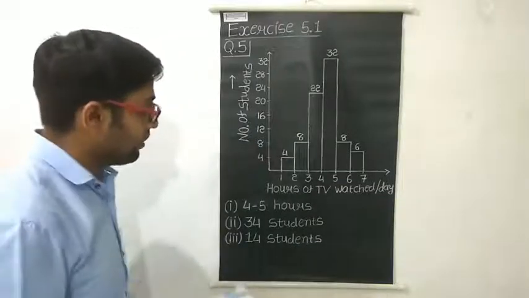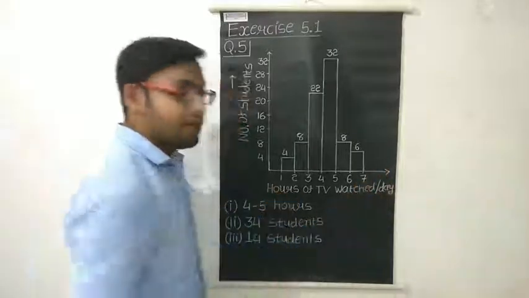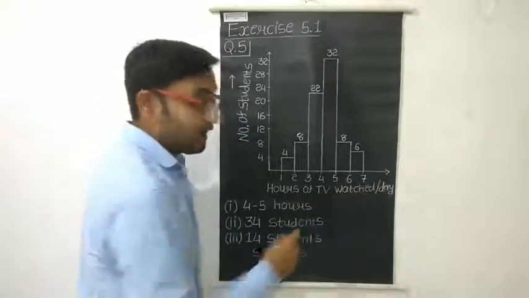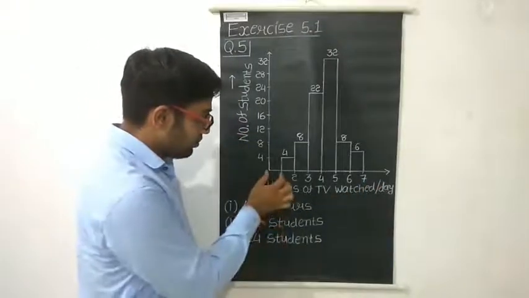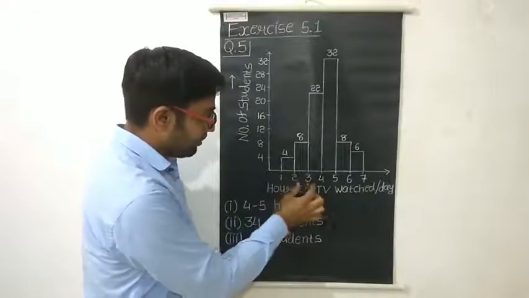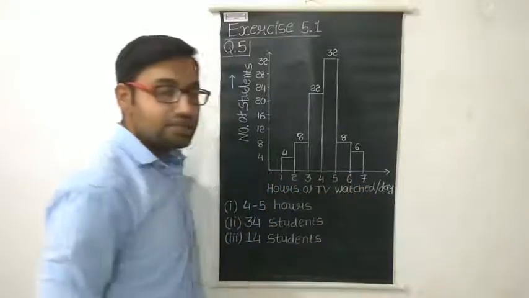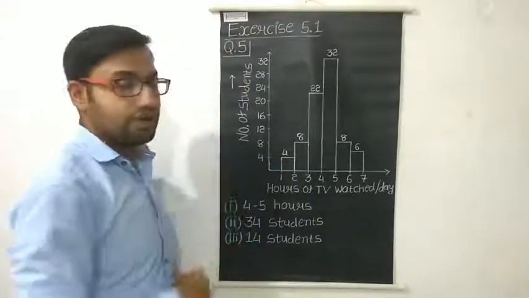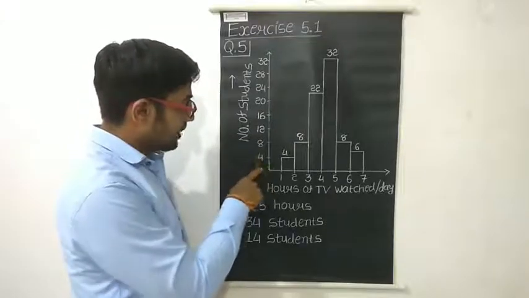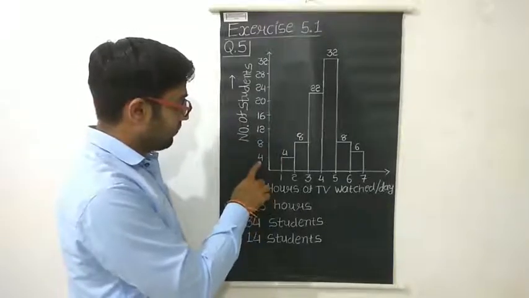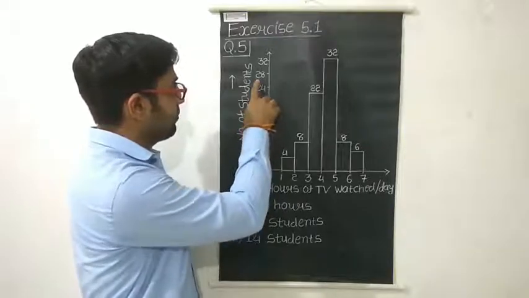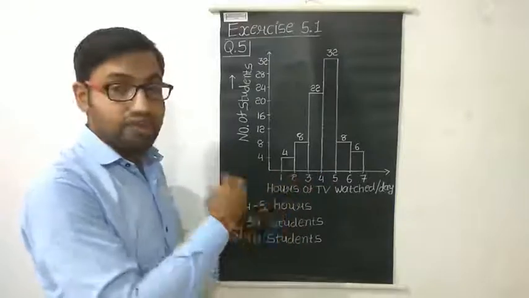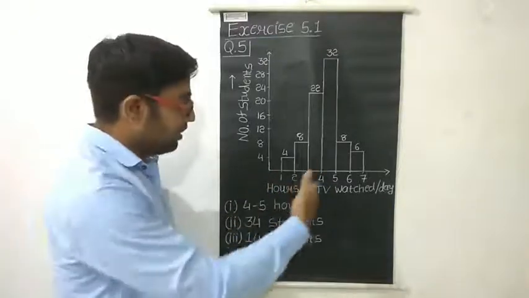On the horizontal axis we have the hours of TV watched per day: 0 to 1 hour, 1 to 2 hours, 2 to 3, 3 to 4, 4 to 5, 5 to 6, 6 to 7. And on the vertical axis we have the number of students. Here a scale of 4 is given, so we write it as 4, 8, 12, 16, 20, 24, 28 and 32. Now, this is not a bar graph. This is a histogram. Why? Because there is no gap between two bars.